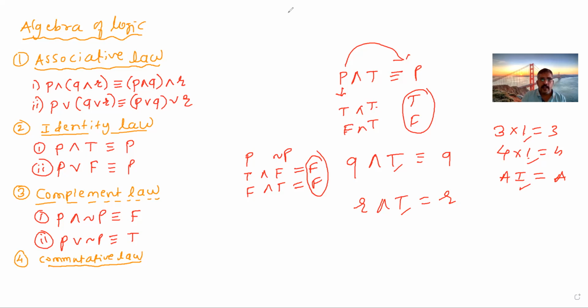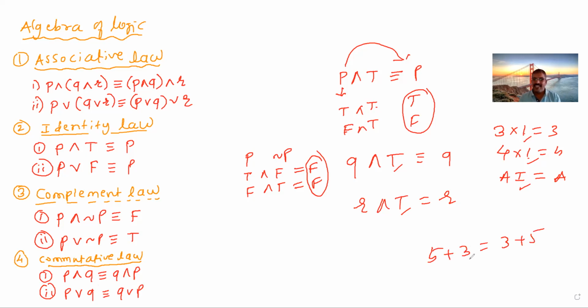First, I'm writing here, and then after we will discuss it. P and Q, and Q and P, both have the same meaning. P or Q, and Q or P, both have the same meaning. As you know, 5 plus 3 is 3 plus 5. Addition is commutative, but subtraction is not commutative.